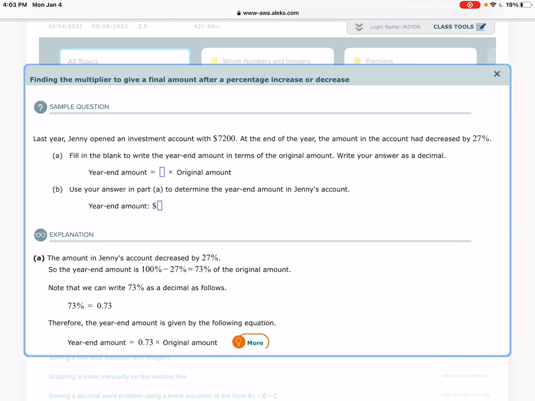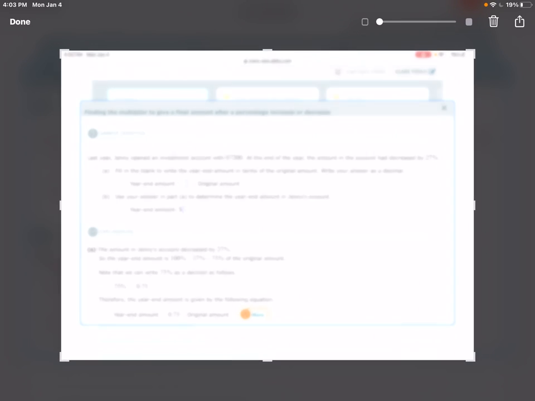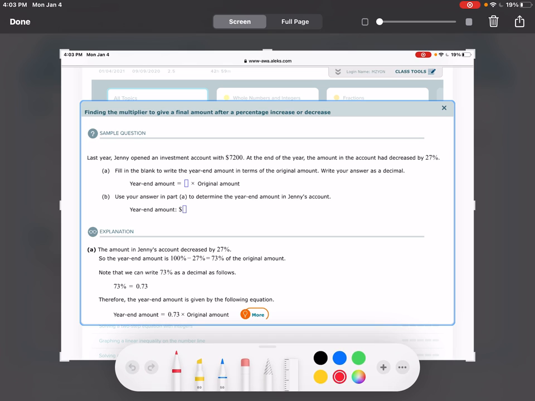Let's talk about finding the multiplier, the thing we're going to multiply times by to give a final amount after a percentage increase or decrease. They're different. So in this case, we're going to talk about decrease. It says last year Jenny opened an investment account with this much money, and at the end of the year the amount had decreased by this percent.